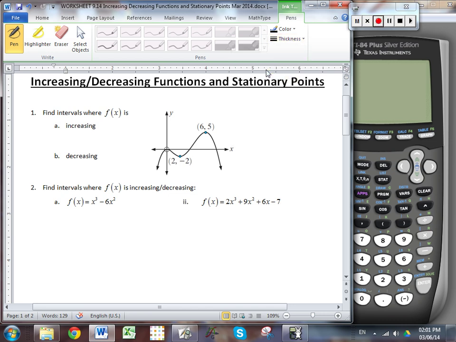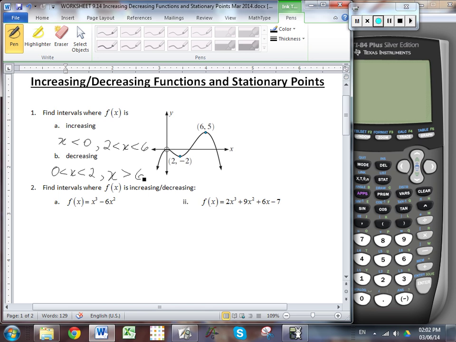Alright then, by looking at the graph we can see that as we go from left to right, we are increasing for all values of x that are less than 0. And then we start decreasing between 0 and 2. We are then increasing again between positive 2 and 6. And finally we are decreasing again everywhere after 6, so for values of x greater than 6.